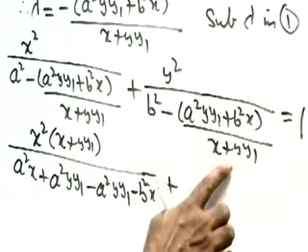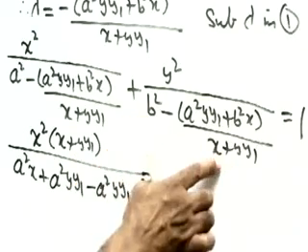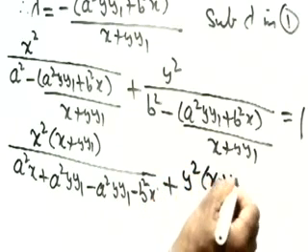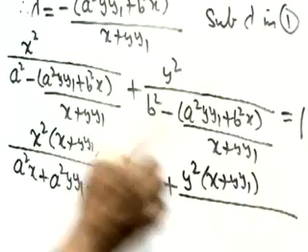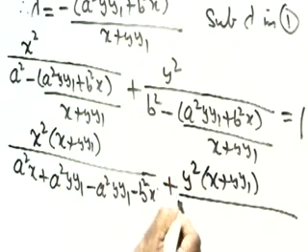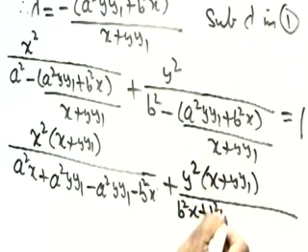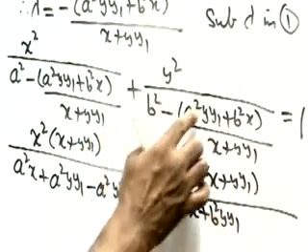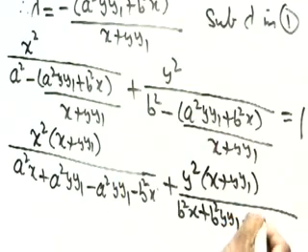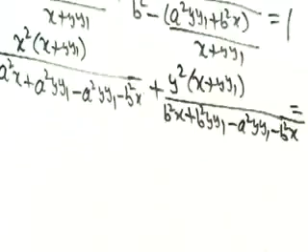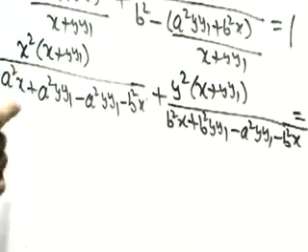In the same way, if we take LCM, this will get multiplied with b square and this will come in the numerator. So y square into x plus y1 divided by, now multiply b square into x, b square x plus b square y1, minus a square y1, minus b square x, equals to 1. So let me continue this one.